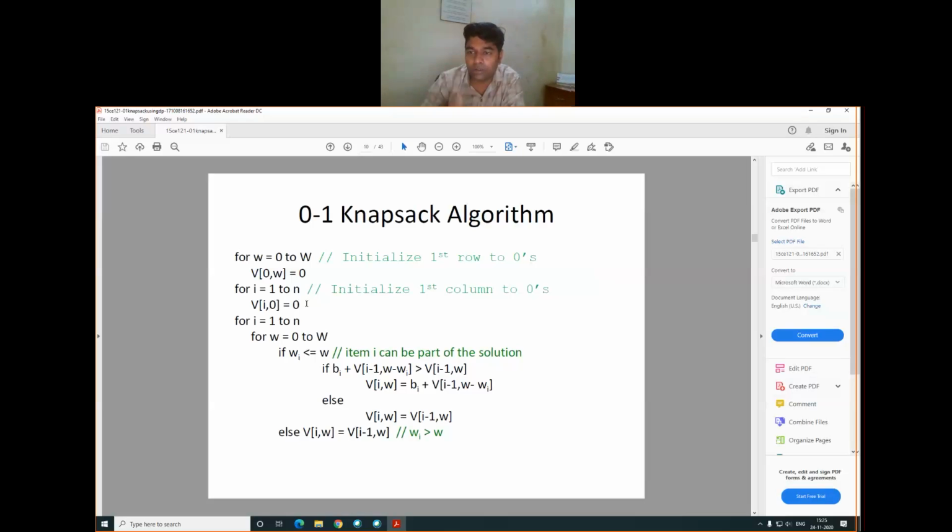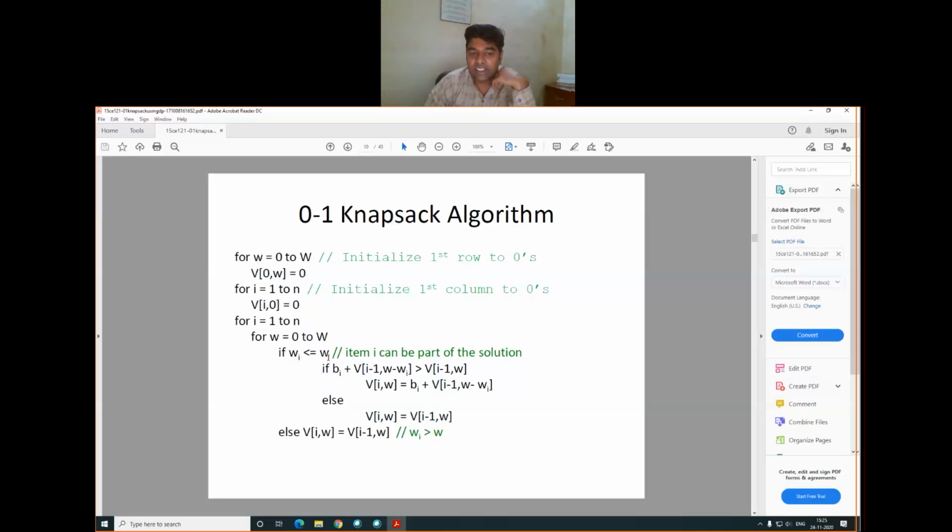Actually, in every algorithm we have certain steps. First we have initialization and variable declaration. After that, we initialize our table. Initially, all the elements in the first row contain 0, and all the elements in the first column contain 0. Okay, then for I equal to 1 to n, and small w equal to 0 up to capital W, the capacity, we check these conditions.